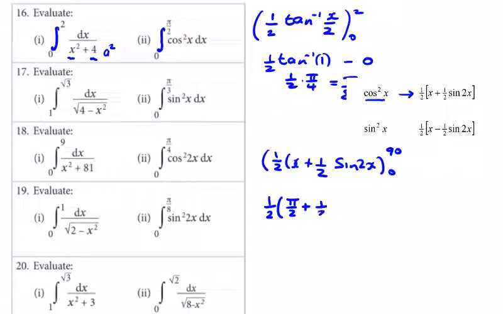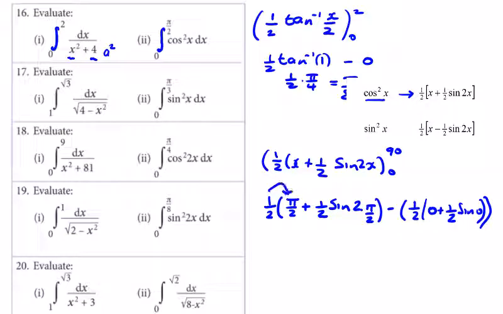plus a half times the sine of twice pi over 2, minus a half times 0 plus a half of the sine of 0, which is 0. You could identify that earlier and just write 0. So we're going to get a half times pi over 2, which is pi over 4. And this is going to be the sine of pi, which is 180. Sine of 180 is equal to 0.